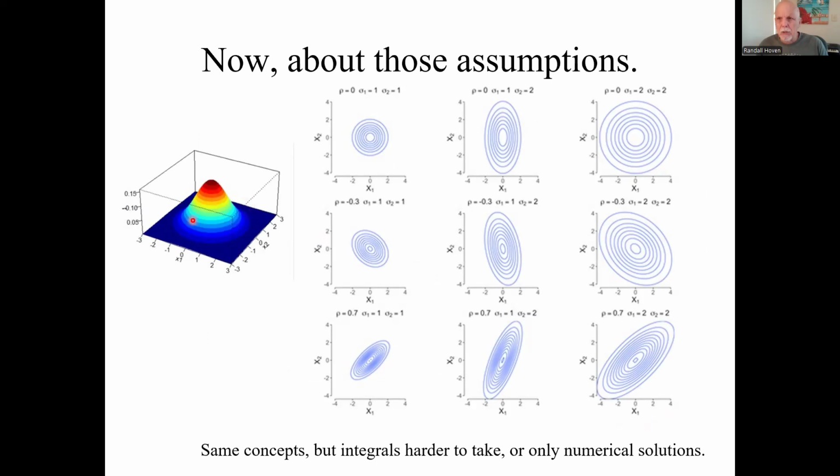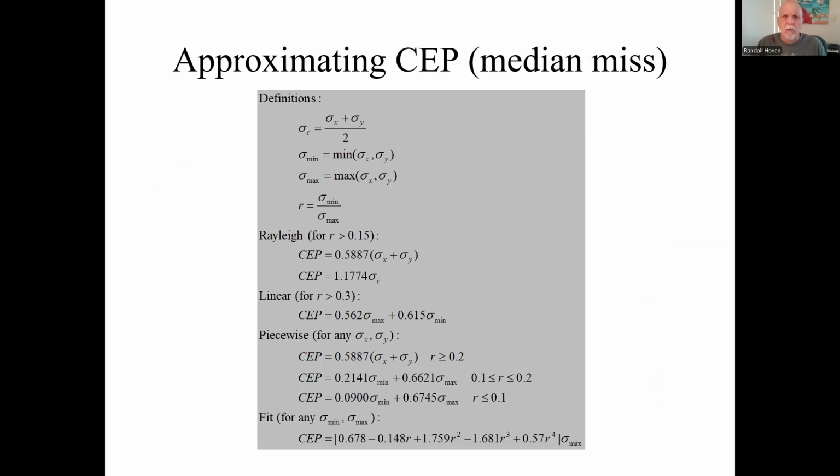Without those 2 assumptions, we no longer have this nice radially symmetric joint PDF. We have cases of these ellipses. So the method to evaluate is to numerically calculate the CEPs with these other ellipses and see how close the approximations get to that same CEP.